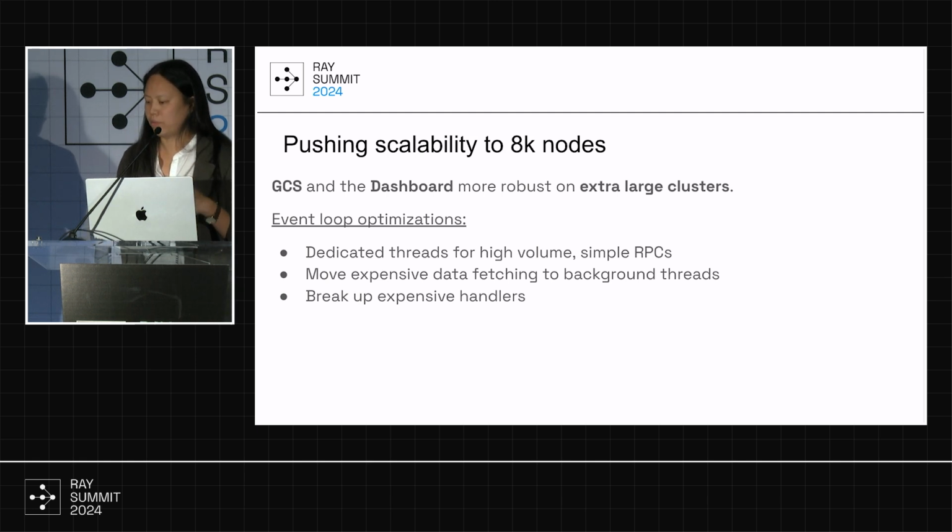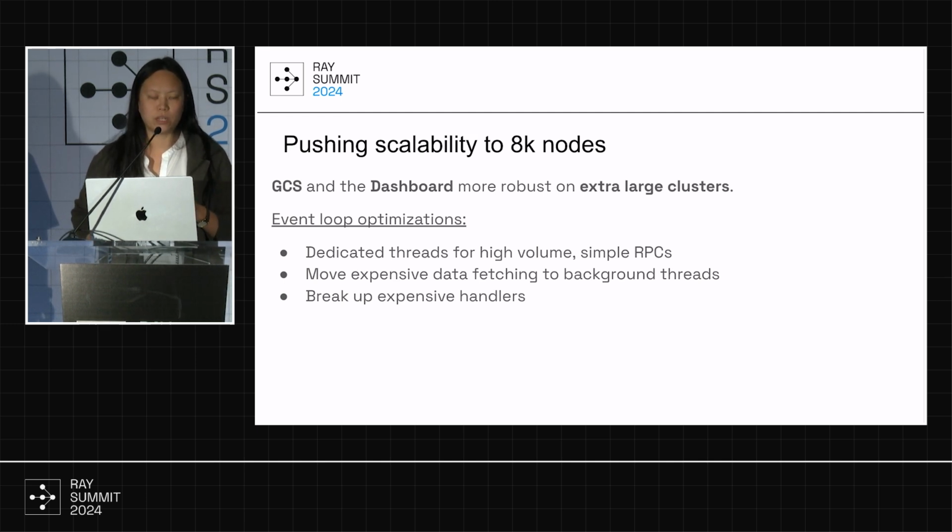So through some great engineering work on the event loop that underpins these two services, we've now made it so that even when the load on these services increases with the size of the cluster, it won't affect the availability of the services. And so this is one of the major features that has led to this improved scalability.